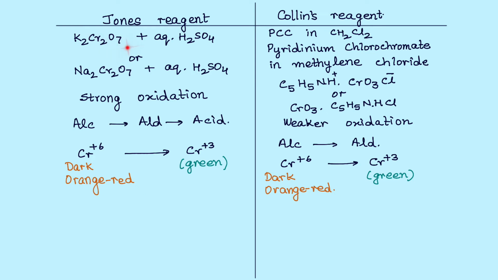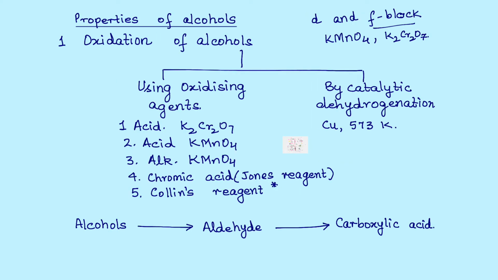Jones reagent is nothing but potassium dichromate or sodium dichromate in an aqueous solution of H2SO4, which makes it a very strong oxidizing agent. So when we talk about the conversion of alcohols to aldehydes and aldehydes to carboxylic acid, the second step of the reaction requires strong oxidizing agents, although this reaction can also be brought about by acidified potassium dichromate, acidified potassium permanganate as well, because our 1 degree alcohols are very cooperative, right?